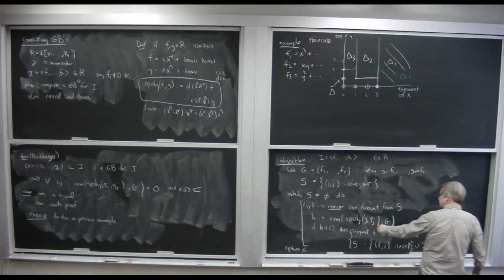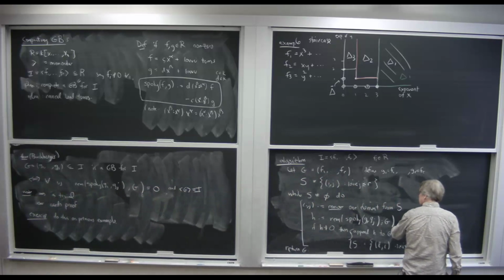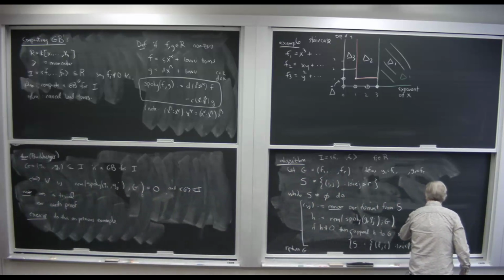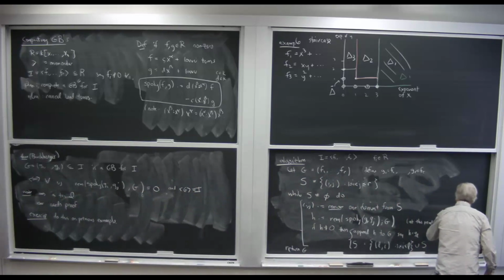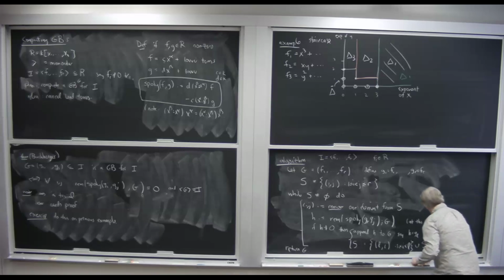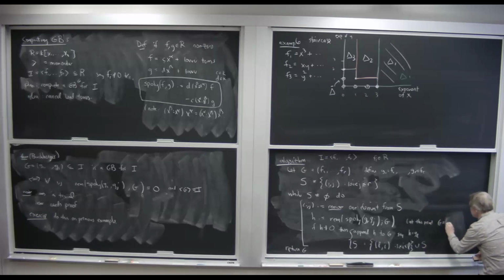So at this point, let's suppose G is equal to G1, and I guess it's an ordered thing, G1 to G(L minus 1), say.